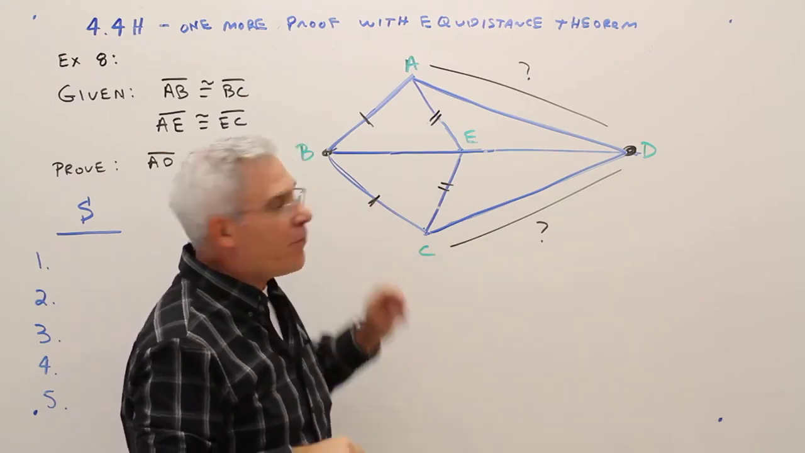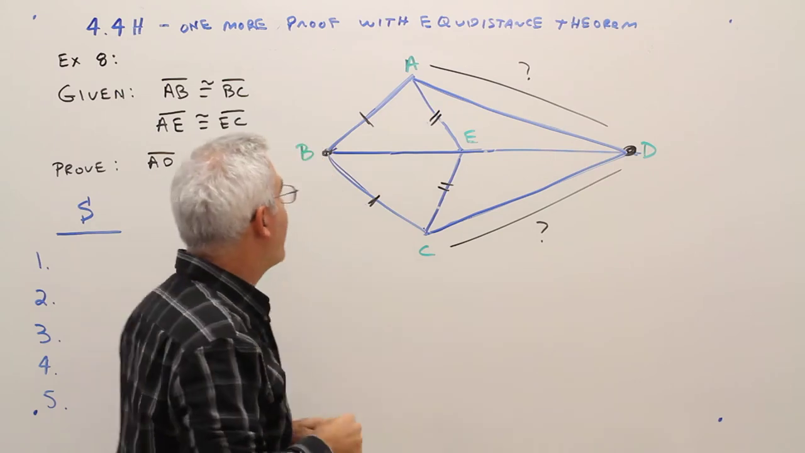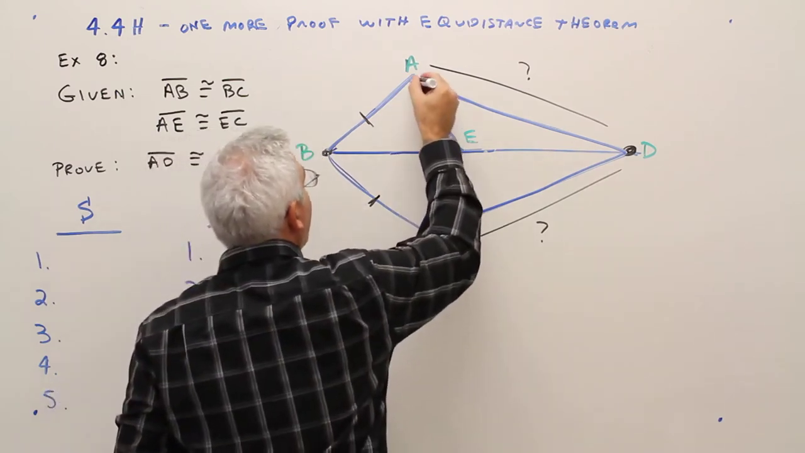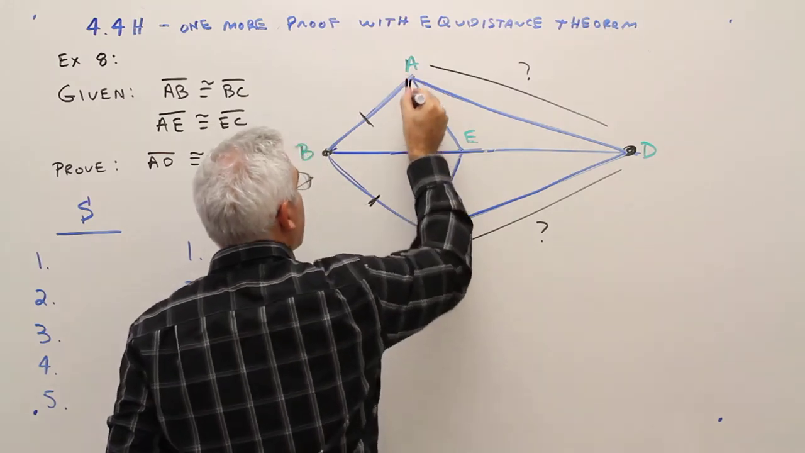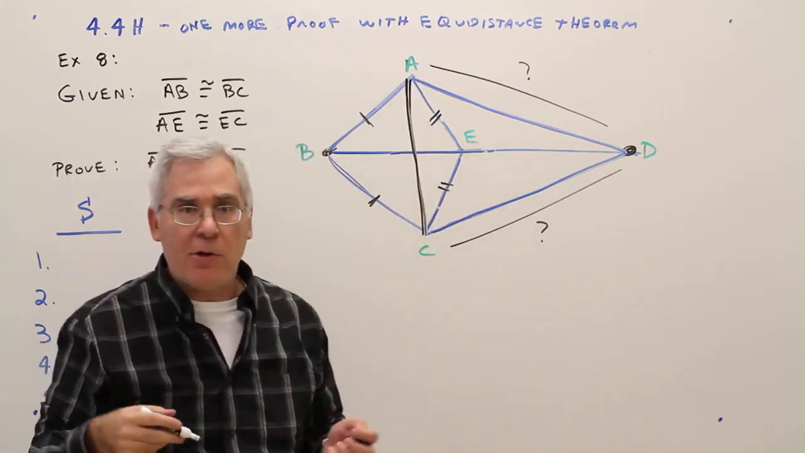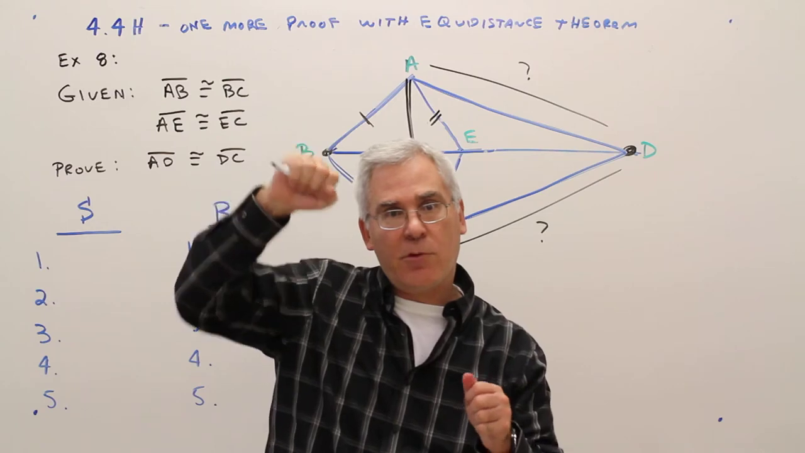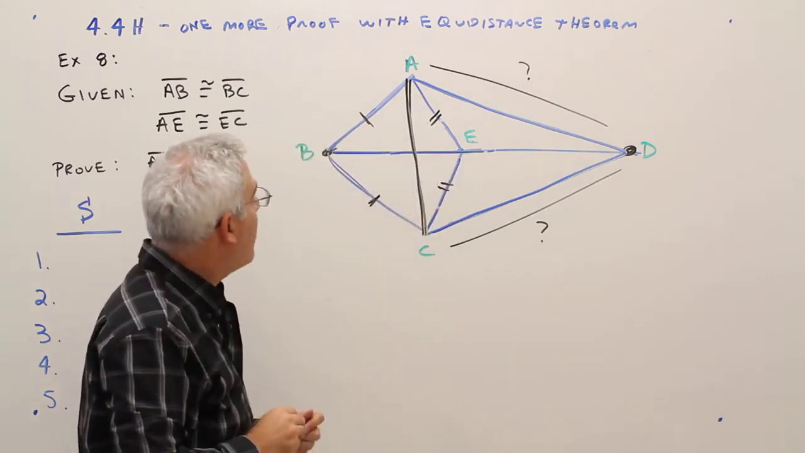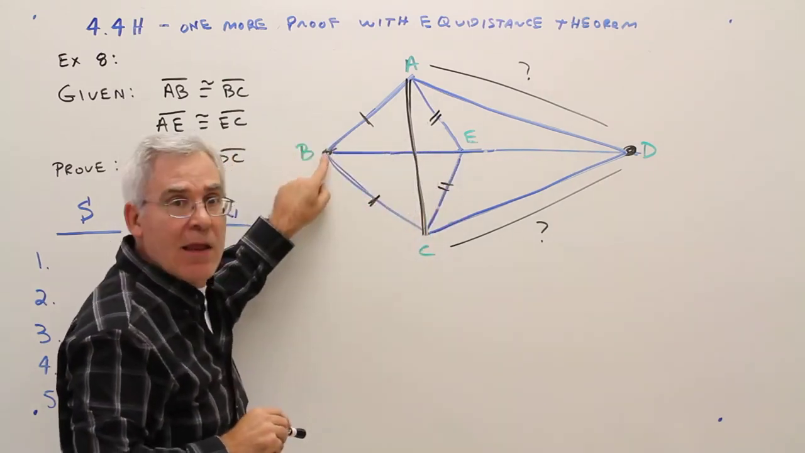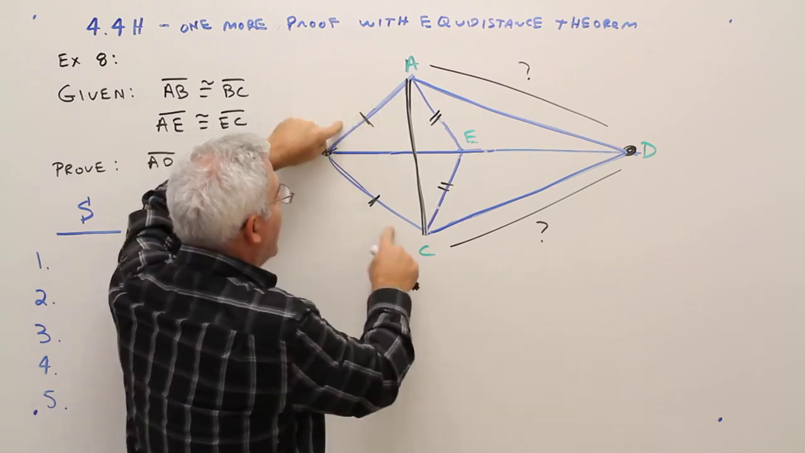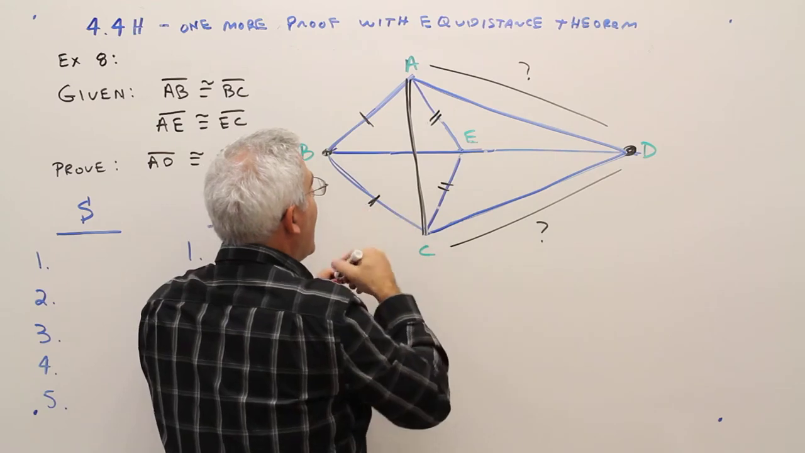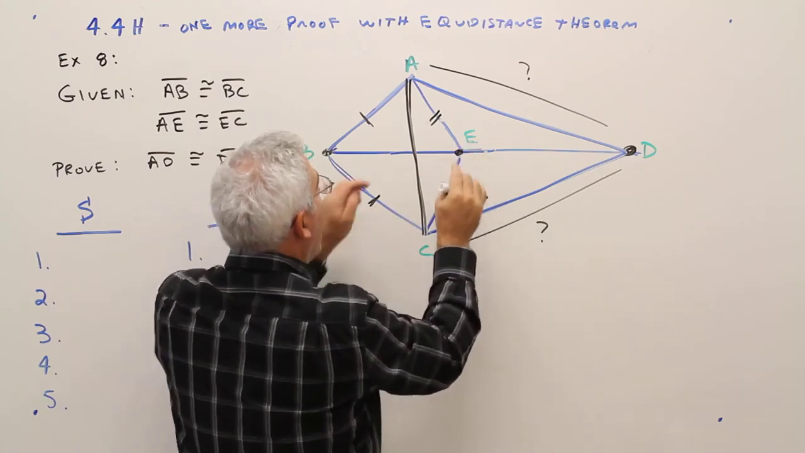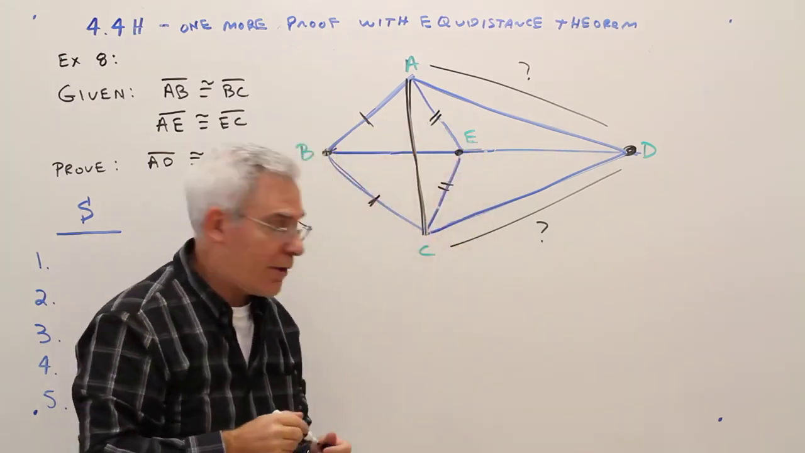Well, I don't really have this segment, but I can draw it. Let's draw AC. We can do that. Auxiliary line: Euclid's postulate says you can connect a line through any two points. Oh, point B is now equidistant to those endpoints. Point E is now equidistant to those endpoints.